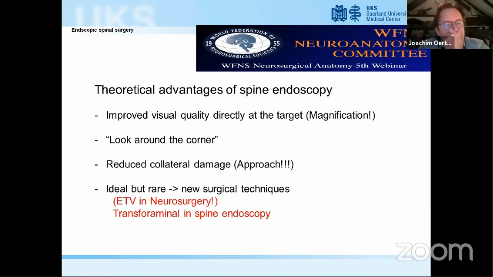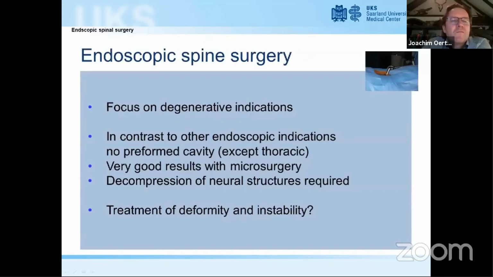You can look around the corner, and if you have a smaller approach, you can reduce the collateral damage in many indications. Ideally, this technique results in a new surgical technique. Well, I think this is ETV in neurosurgery. This is a really big advantage when you can do this endoscopically, but it's rare. For spine, I think transforaminal can only be done with a real endoscopic technique. So there are ideal advantages because you have new surgical techniques using the endoscope.